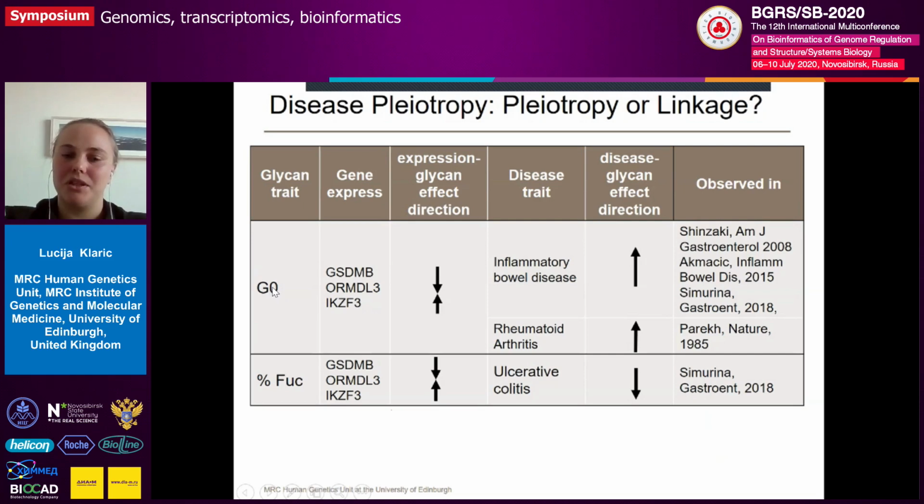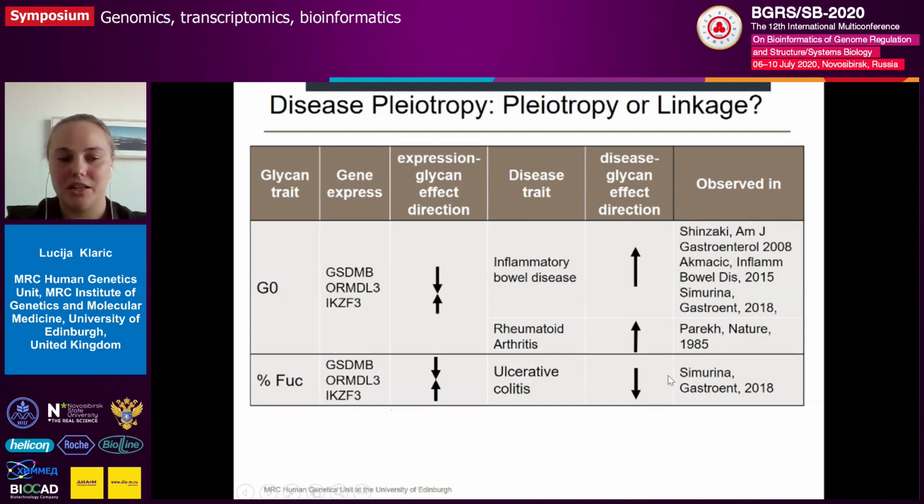At the same time, the risk for inflammatory bowel disease and rheumatoid arthritis increases. Interestingly enough, this increase of G0 in inflammatory bowel disease and rheumatoid arthritis was already observed in studies comparing cases to controls. We observed something similar with the glycosylation, and there are a few other examples too.